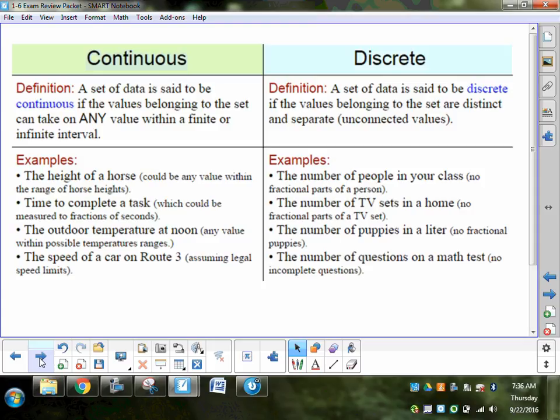So if I were to say, what's the number of students in this class? It's impossible for us to have 8.6 students in class. Why? Because I've never seen 0.6 of a student walking around. Like you can't have 11.2 deer, because you can't have 0.2 of a deer walking around. So that's an example of something that would be discrete versus continuous.